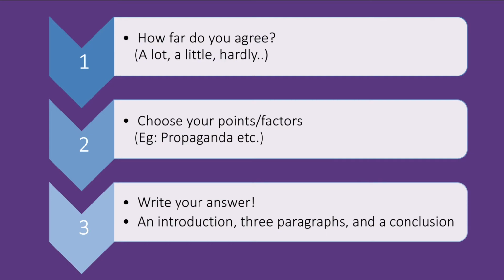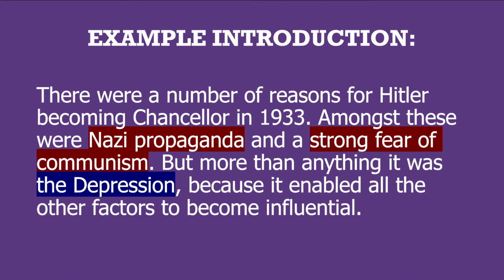So let's just get into an example introduction. So over here is an example introduction for the previous question which I showed you, which was basically they made a statement that the Depression was the main reason for Hitler becoming Chancellor in 1933. So the student over here has agreed to this to quite an extent. Actually, the student, I think, has agreed completely with the statement they made. So there were a number of reasons for Hitler becoming Chancellor in 1933. Amongst these were Nazi propaganda and a strong fear of communism, but more than anything it was the Depression, because it enabled all the other factors to become influential.